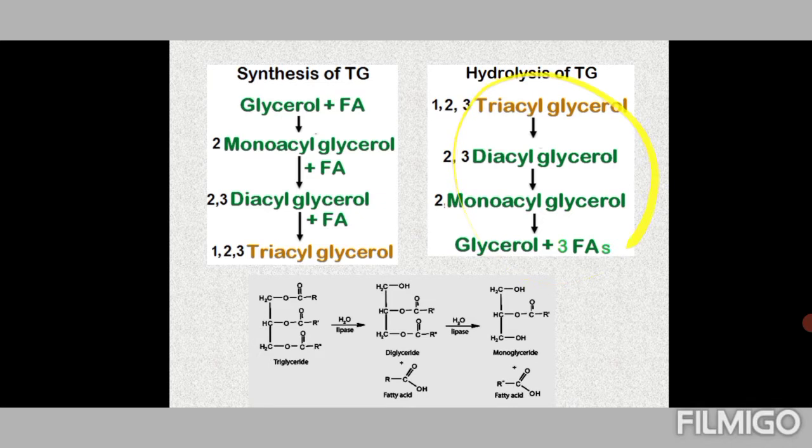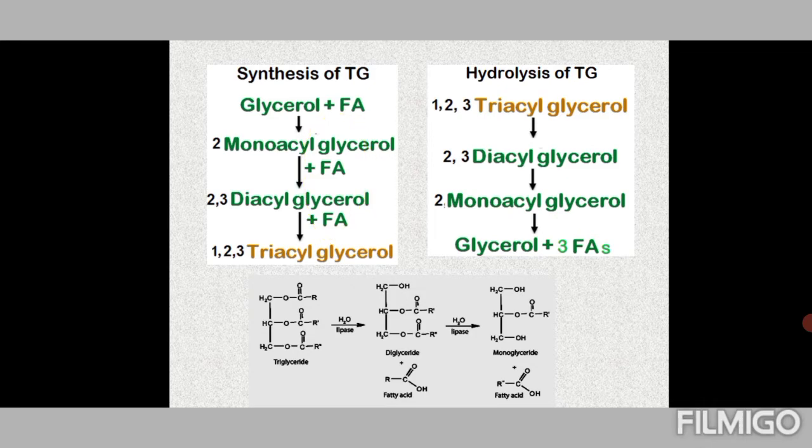As well as here also, when triglyceride is broken down, the last fatty acid to leave the original triglyceride is the fatty acid that is attached to the second carbon. So here it is first of all monoacyl glycerol plus one fatty acid, 2,3-diacyl glycerol, and one more fatty acid becomes 1,2,3-triacyl glycerol, and breakdown is just the reverse of this process.